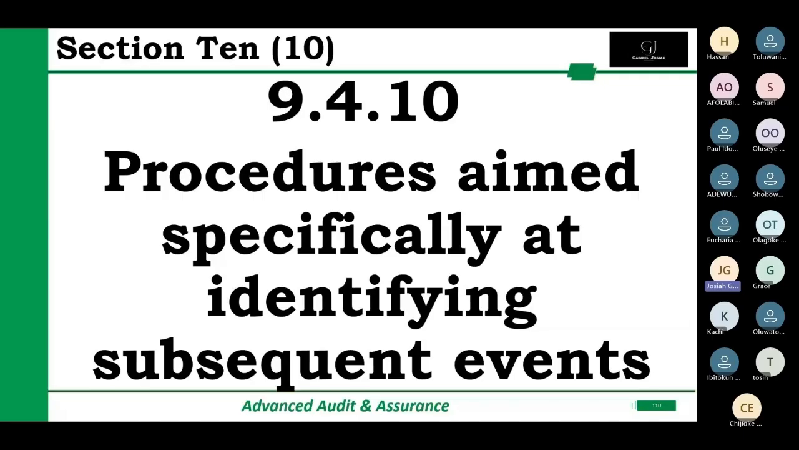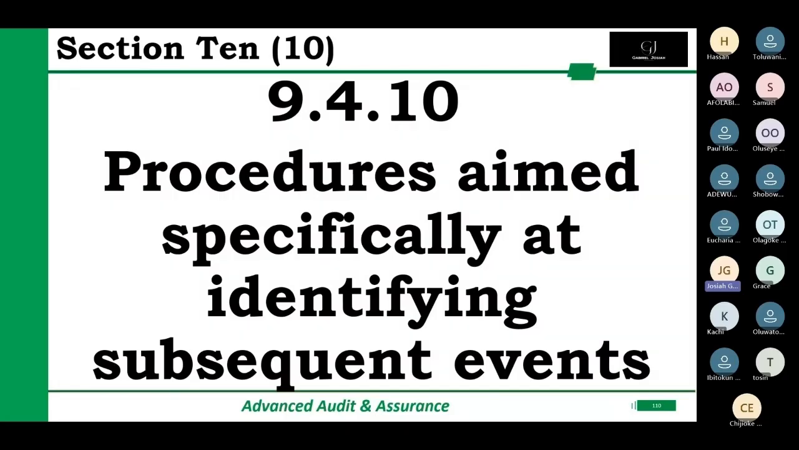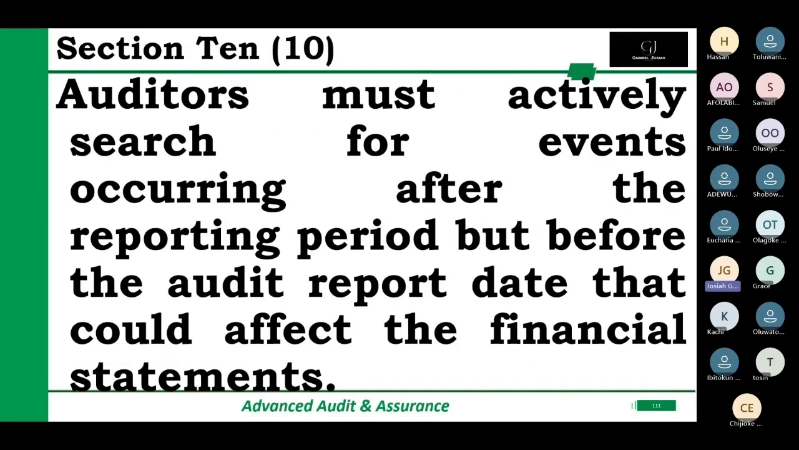We'll look at the 10th section on our subject in this Unit 4, speaking to procedures aimed specifically at identifying subsequent events. So the auditor needs to perform procedures in his field work that may be specifically tailored at, or geared at, identifying subsequent events. So auditors must actively search for events occurring after the reporting date, but before the audit report date, that could affect the financial statements. What does that mean?